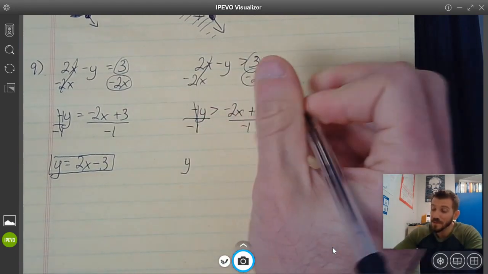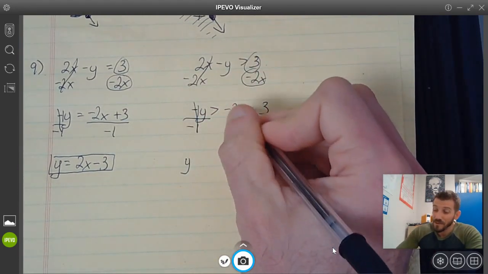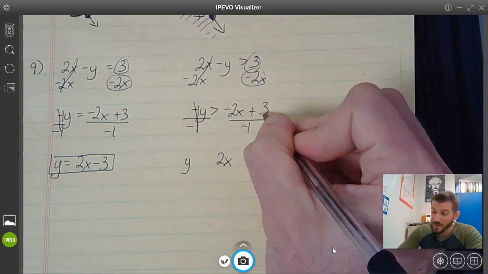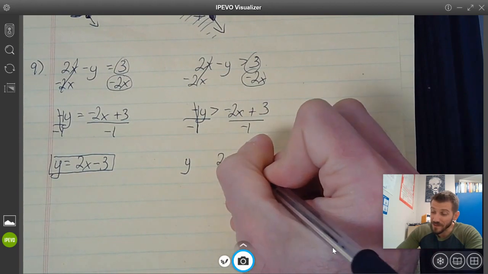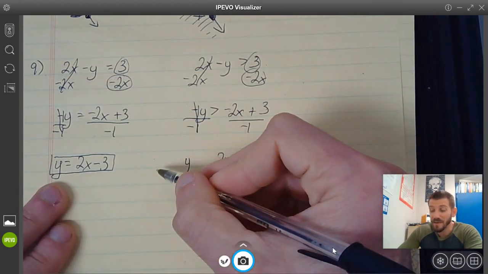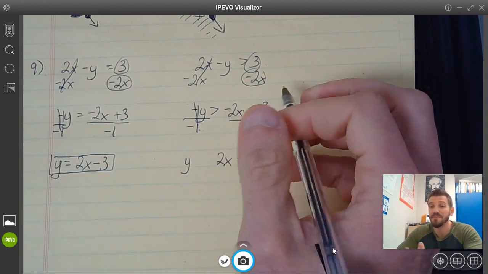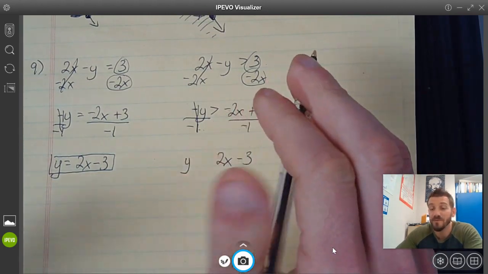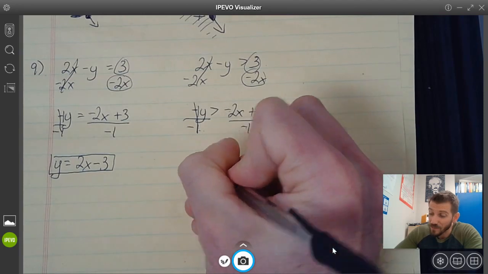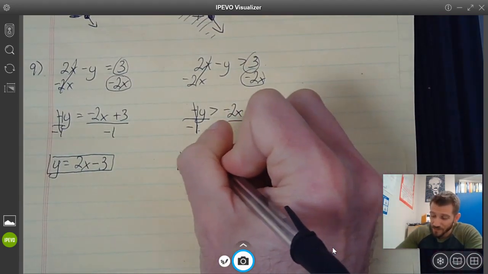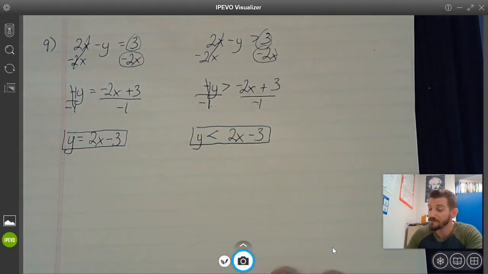We get y. Same thing here. Negative over negative is positive. That would be 2x. And 3 divided by negative 1 is negative 3. Same thing as last problem. But we just divided both sides of the equation by a negative number. That comes back to haunt you forever. So the sign must flip. Okay, so that is what usually gets majority of my students.